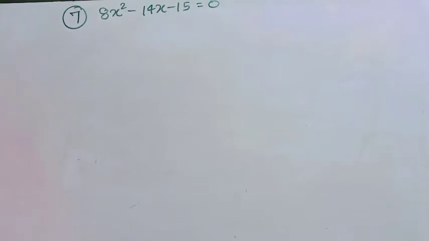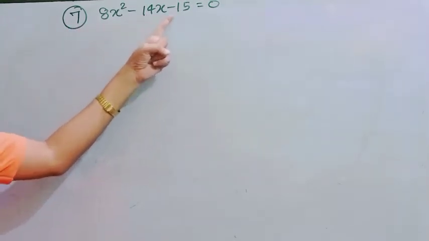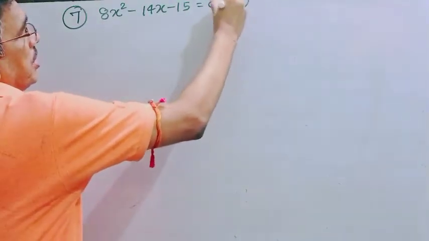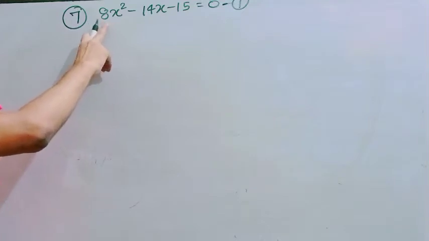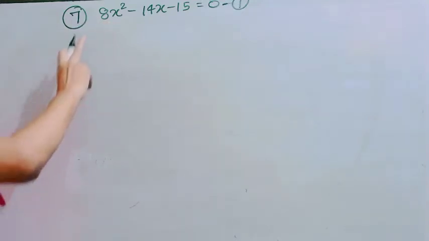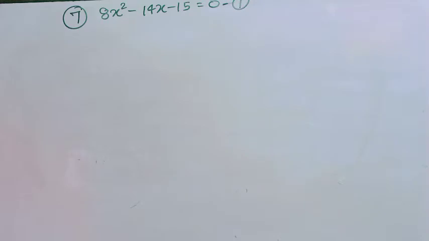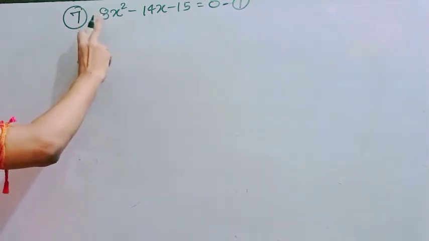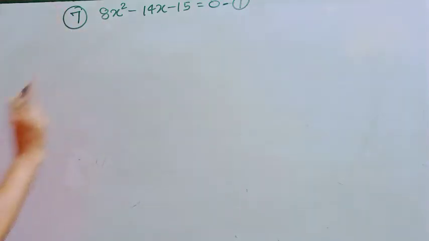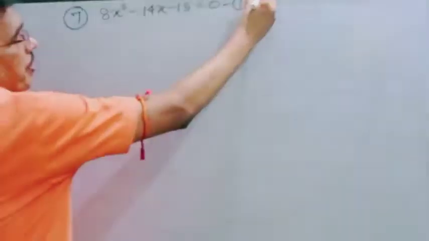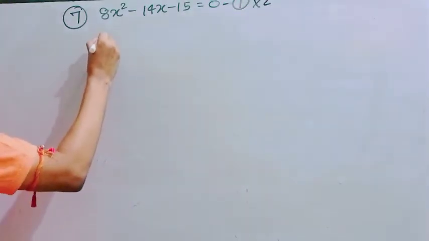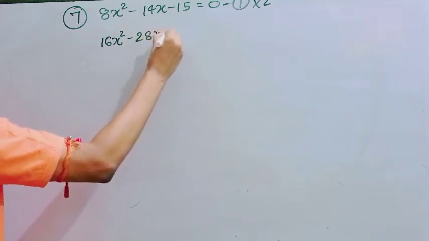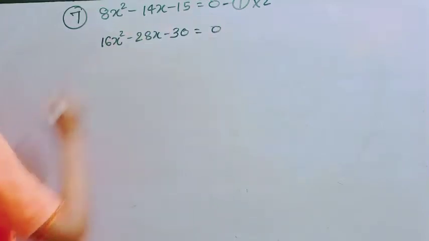Now see question number 7, that is 8x square minus 14x minus 15 is equal to 0. First you write the equation. And here is 8x square, you need a square number. So after 8, the squares are 9 and then 16. What number you multiply to get 9, it is not possible. So when you multiply by 2, you get 16 and 16 is a square number. So you multiply by 2. Then what do you get here? 16x square minus 28x minus 30 is equal to 0.